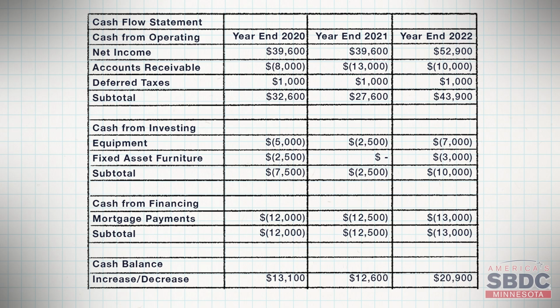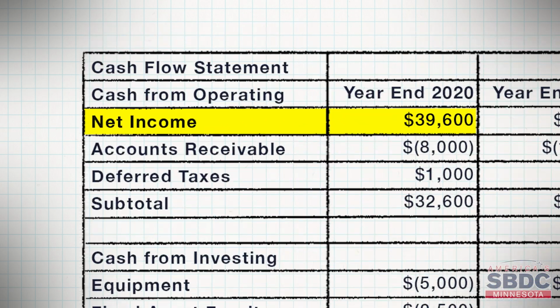Let's look at the simple example below and walk through each section. Year-end 2020 resulted in net income of $39,600. Accounts receivable is at $8,000. It is negative because you have not received it yet, but will. And I added deferred taxes as an example in case you are not operating as a pass-through business. Total cash from operating is $32,600.